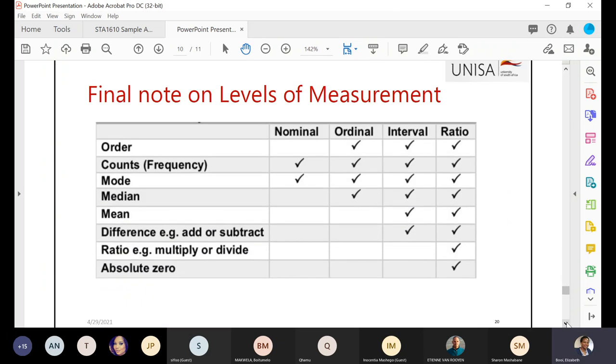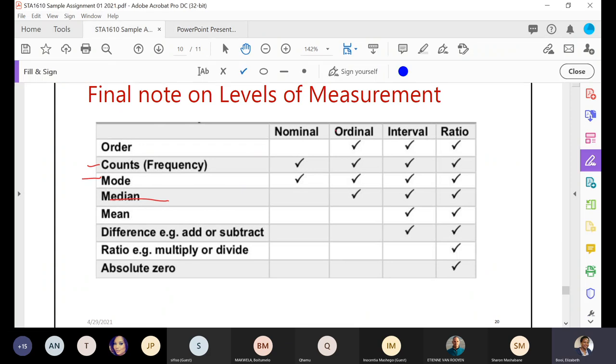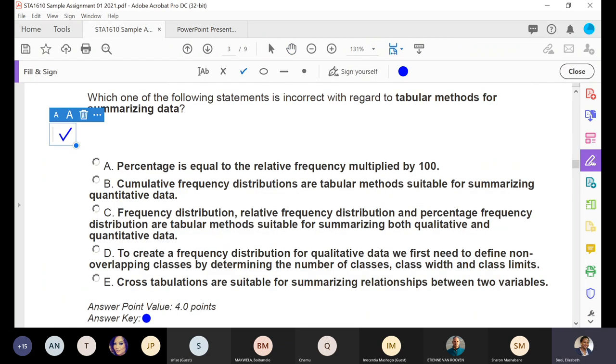Let's see. Ordinal variables can be used to calculate the median, not the nominal. Nominal, we only do the count and the mode. So I need to get it into my head as well. So median can be calculated for ordinal. So option number three is the correct one. So don't get it wrong in the exam as well.